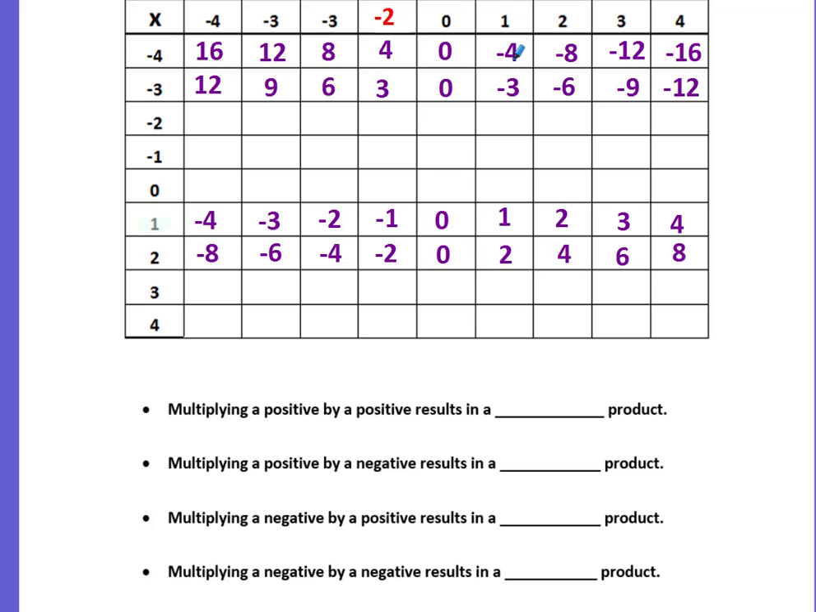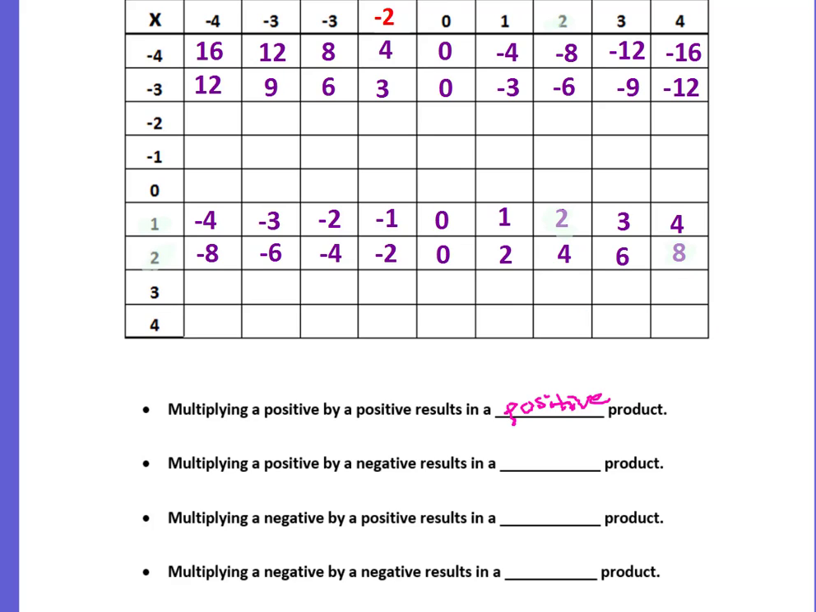Here's a +1, and when I multiply it by a positive 2, I get a positive 2. Let's try the 2. When I take a positive 2 and I multiply it by a positive 4, it gives me a positive 8. So you can see that any of these positive numbers on the left, when you multiply them by the positive factors up here at the top, they give us all positive answers. So multiplying a positive by a positive results in a positive product.